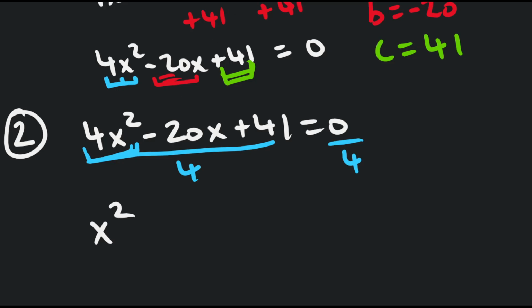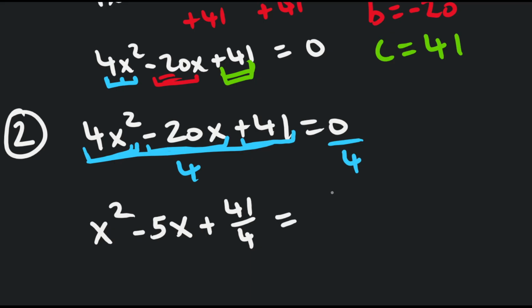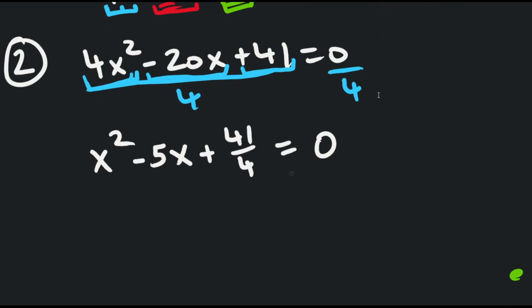Now, this piece, negative 20x divided by 4. What's negative 20 divided by 4? That is negative 5, and then carry the x. Perfect. And what's positive 41 over 4? We can simply leave that as a fraction, 41 over 4. It doesn't simplify any further. And then the other side right here, what is 0 divided by 4? That is simply 0. 0 divided by almost anything is just 0. Good.